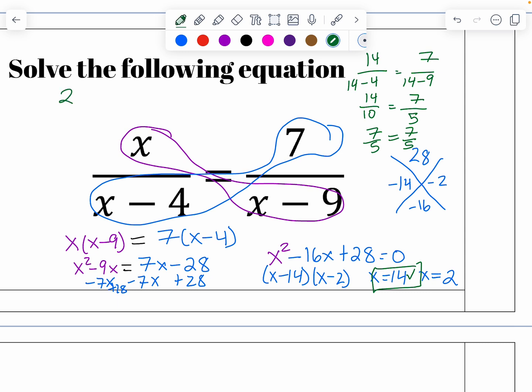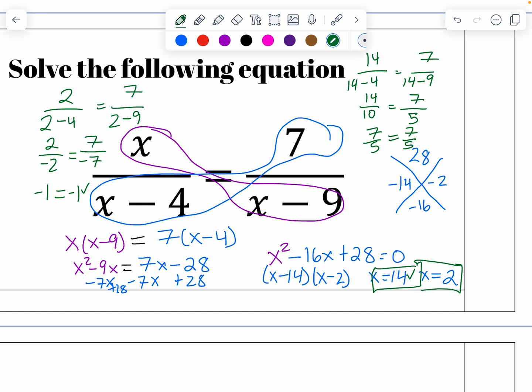Okay, so we'll have 2, I'll do it over here. 2 over 2 minus 4 equals 7 over 2 minus 9. So 2 over negative 2 equals 7 over negative 7. So that gives me negative 1 equals negative 1, which is good to go as well. So both of my answers are good.